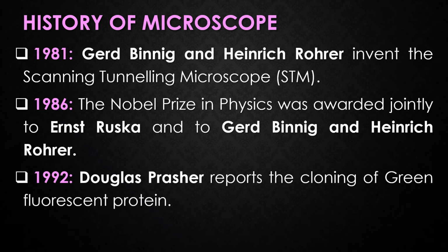And next, in 1986, the Nobel Prize in Physics was awarded jointly to Ernst Ruska, Gerd Binnig, and Heinrich Rohrer. For Ernst Ruska, the Nobel Prize was awarded for his work on the electron microscope, and for Gerd Binnig and Heinrich Rohrer, the Nobel Prize was awarded for the discovery of the scanning tunneling microscope.